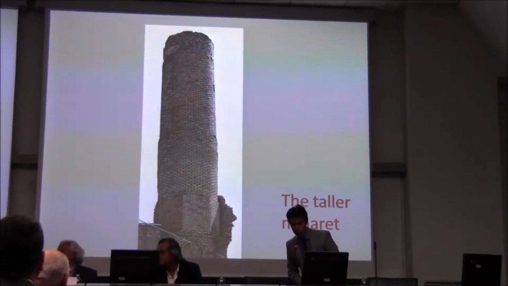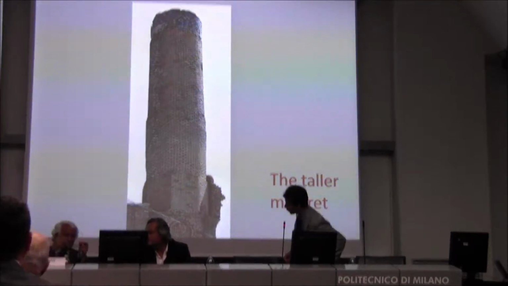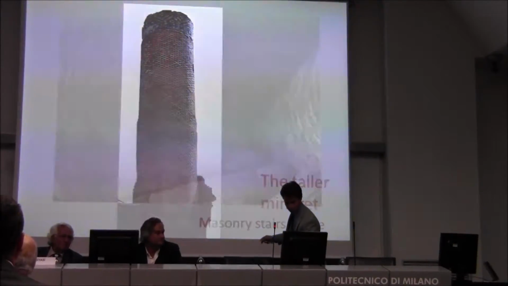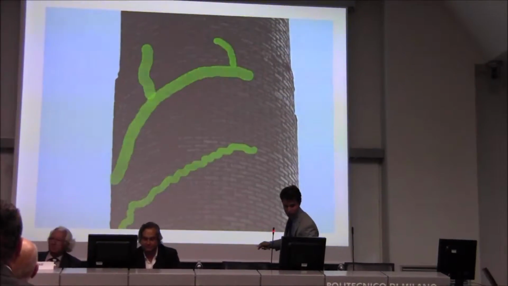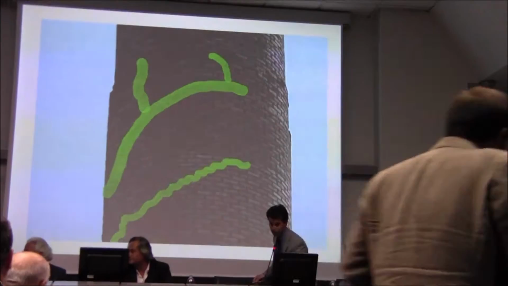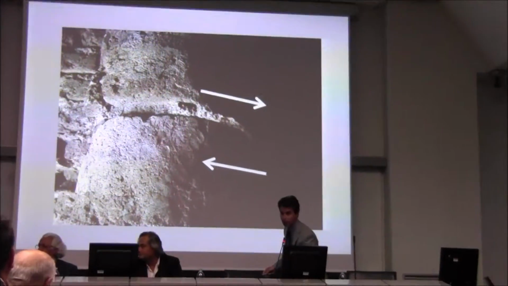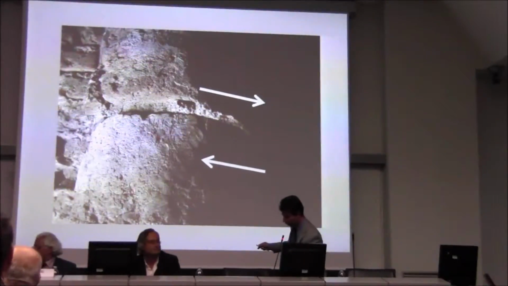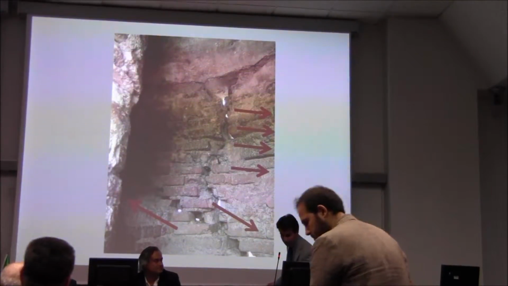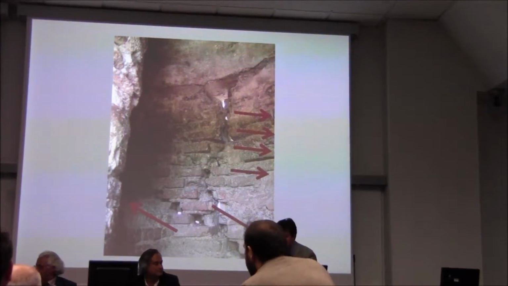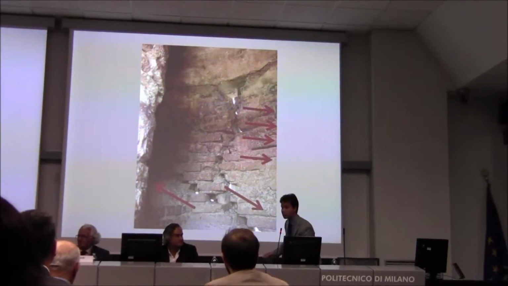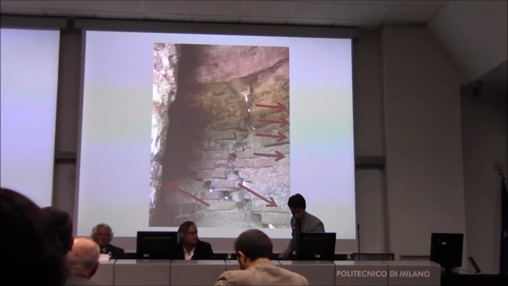Here, let's focus on the taller minaret. The taller minaret is characterized by some evident diagonal cracks in this zone and in this other zone. And we can see from this picture evident horizontal cracks induced by the seismic event. Here again, some cracks in the inside part of the minaret, in the rigid core of the stairs. And here again some evident cracks in correspondence of the stairs. This is a vertical crack and this is the diagonal crack, the same that we saw in the previous slide.